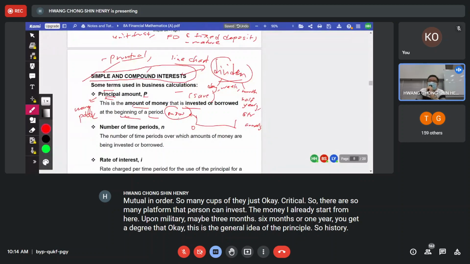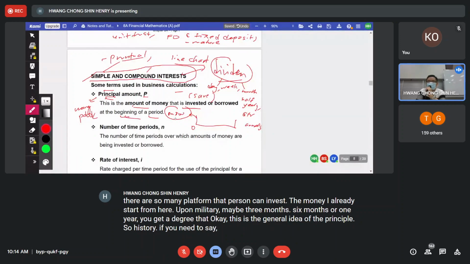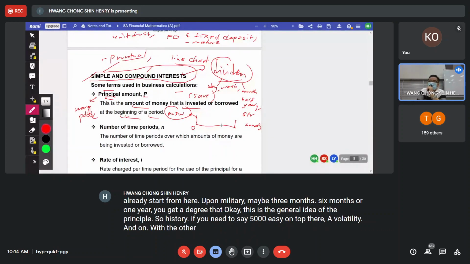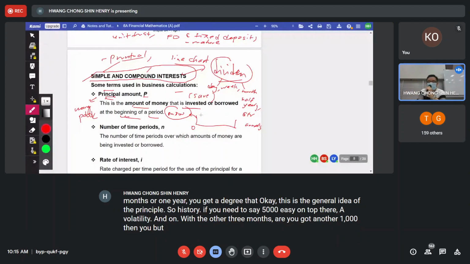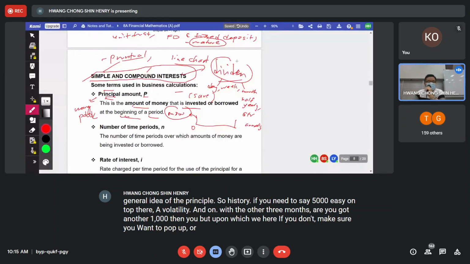If you have more money, then you save 1,000. If you have ample money, let's say 5,000, you save 5,000. Of course, on top of that, upon maturity, you can add on. Let's say after 3 months, you got another 1,000, then you add on more. But if you don't mature yet, you want to top up or withdraw your dividend.